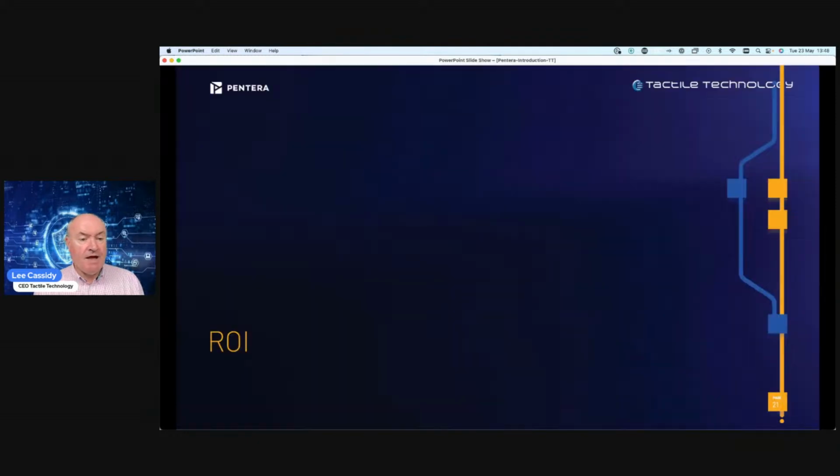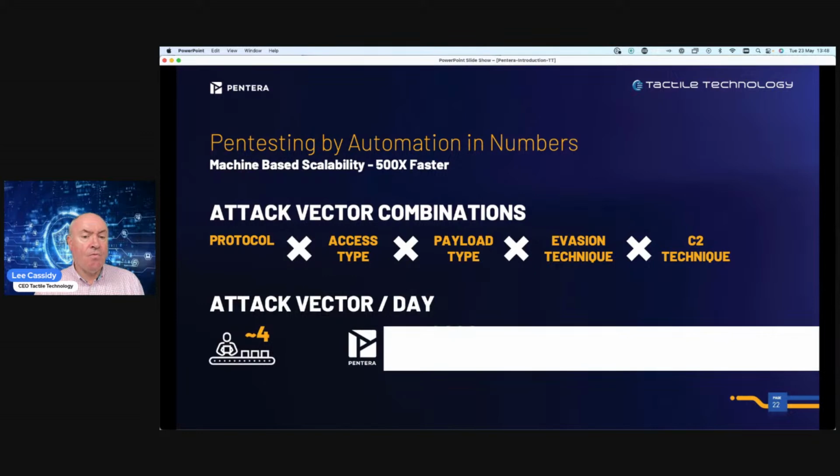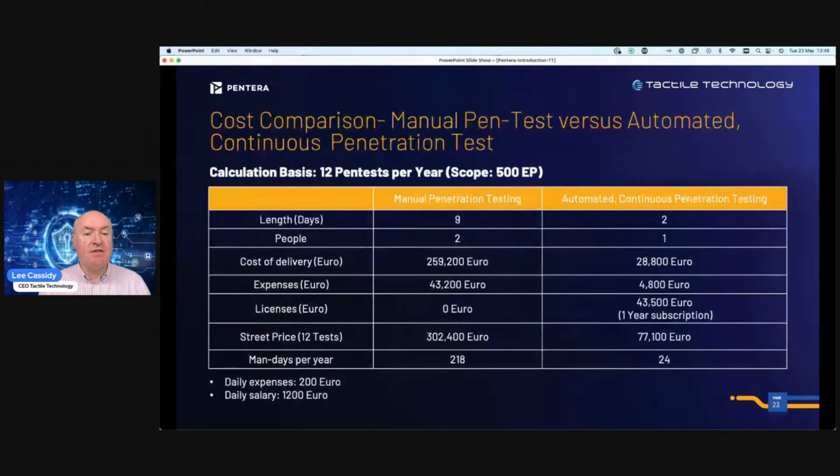So we've gone through that, but then let's look at the return on investment on this. Thinking about all the combinations of attacks and things, because the system is automated, it's going to speed up the process of doing this. If you're going to do manual penetration testing, it can take quite a lot of time. So normally for a traditional system with about 500 people, you're looking at about 9 days and 2 people to do it. So it can be quite expensive.